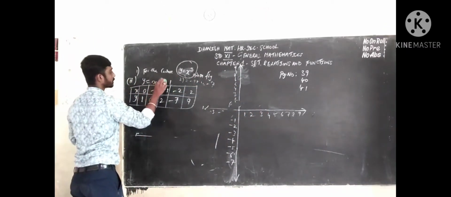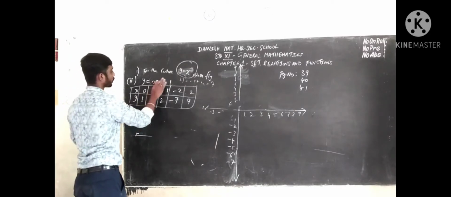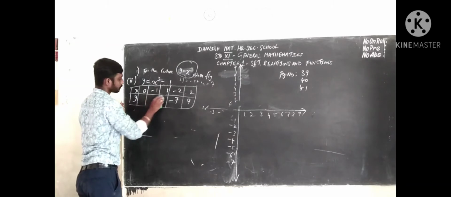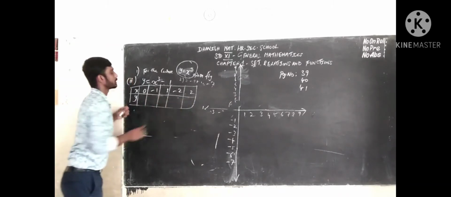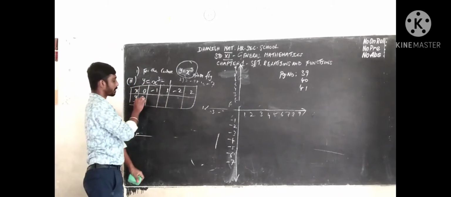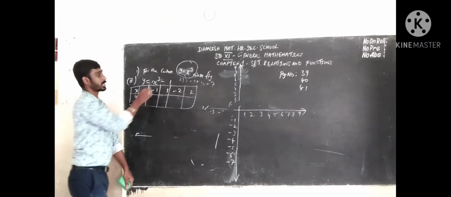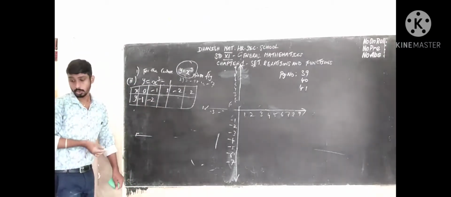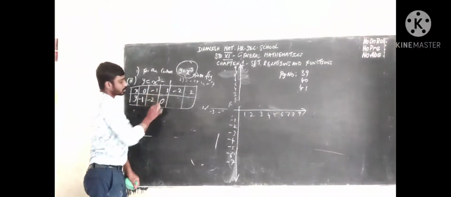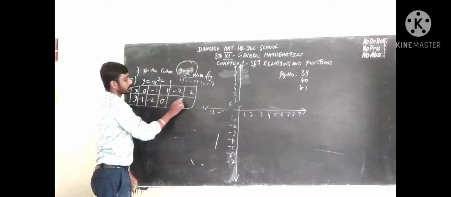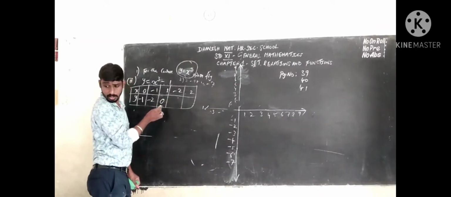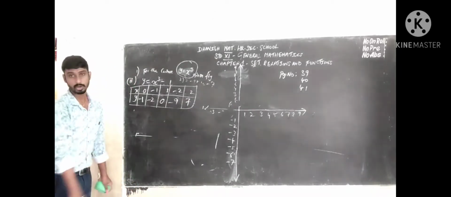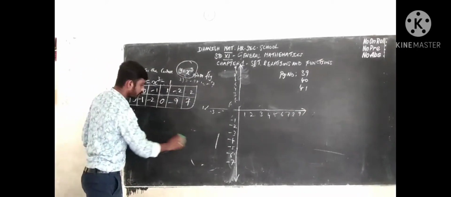So what is the value here? x cube minus 1. Now we are going to find out the value for y. So listen, I am substituting x equal to 0, that will be minus 1. Minus 1 cube will be minus 1, that will be getting minus 2, then plus 1 will be 0. Substituting 2, here you are getting plus 7. So now we are going to draw the graph.